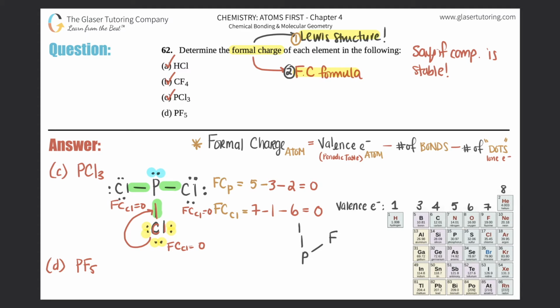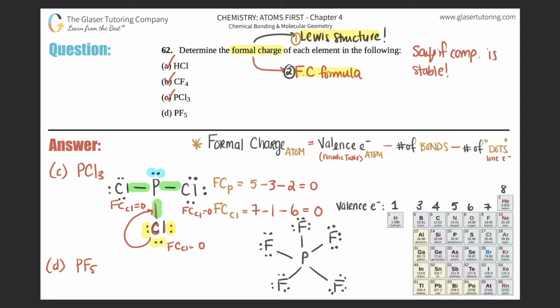So I'll say 1, 2, 3. We'll put the other F here, other F here. And each fluorine should have 3 pairs of lone electrons or 6 total lone electrons to make it happy if you did the Lewis structure properly. And in this case, the phosphorus does not have any lone electrons inside.